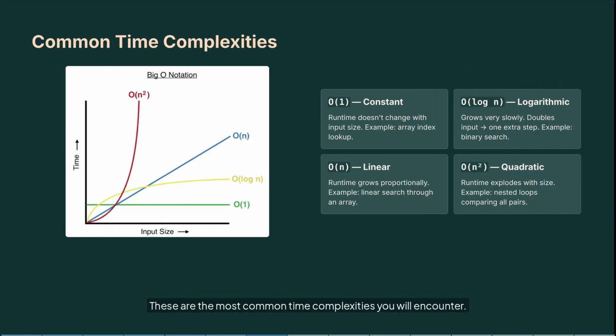These are the most common time complexities you will encounter. Constant time algorithms always take the same amount of work. Linear time algorithms grow directly with input size. Logarithmic algorithms grow very slowly and are extremely efficient. Quadratic algorithms grow quickly and become impractical for large inputs. Understanding these categories helps you quickly evaluate algorithm choices.